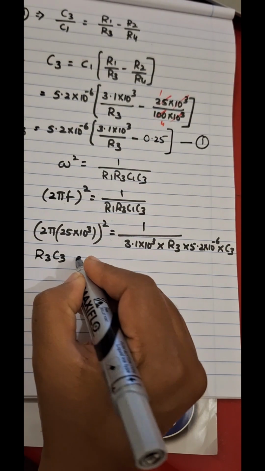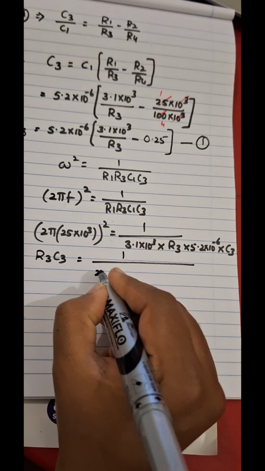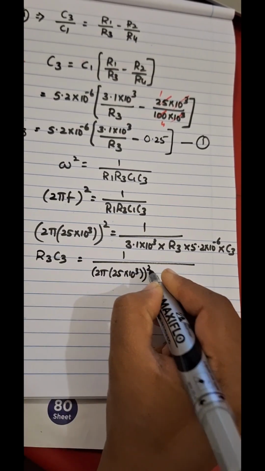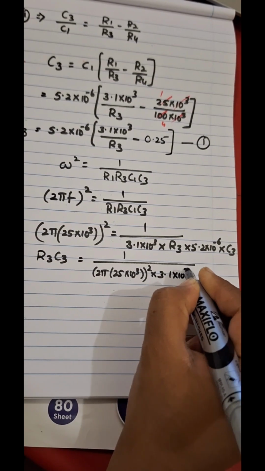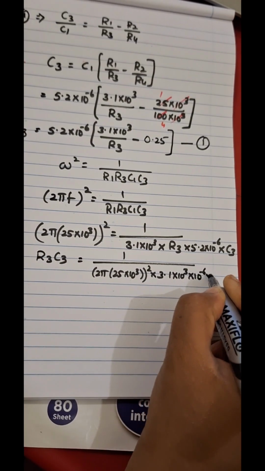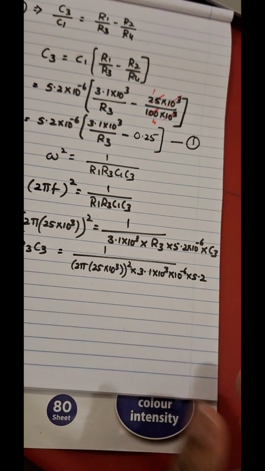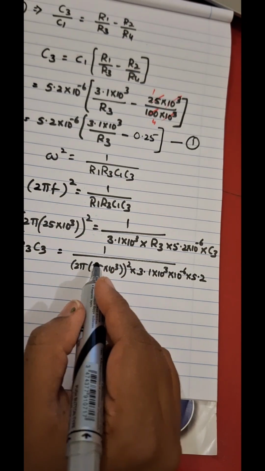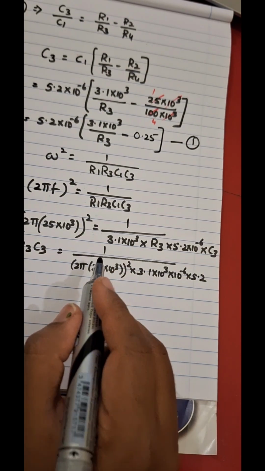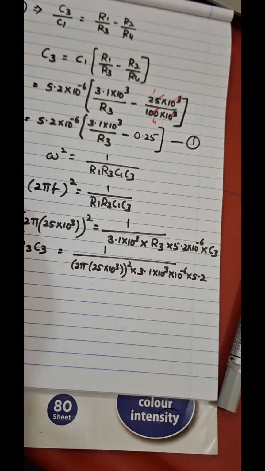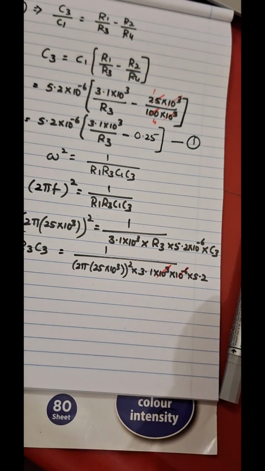So R3, C3 is equals to 1 by 2 pi into 25 into 10 power 3 whole square into 3.1 into 10 cube into 10 power minus 6 into 5.2. This is what I wrote here. Okay. So now see. So try to solve this by using your calculator. Okay. So first just remember 10 power 3, 10 power minus 6. If you cancel these three, what happens? You will get an answer as 10 power minus 3.